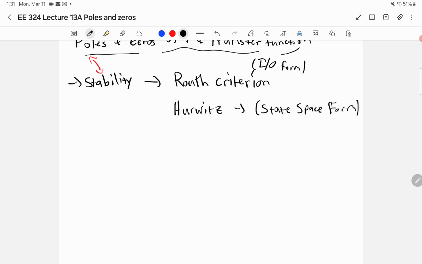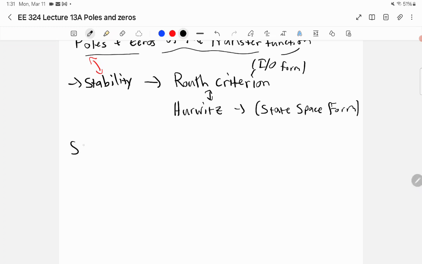So both of these will actually tell you exactly the same thing in terms of stability. It's just one will be in terms of finding the poles of the transfer function, which is what we're going to be doing today, and the other will be by finding the eigenvalues of the state space matrix, and since they're equivalent forms of the system, they will both tell you the exact same thing.